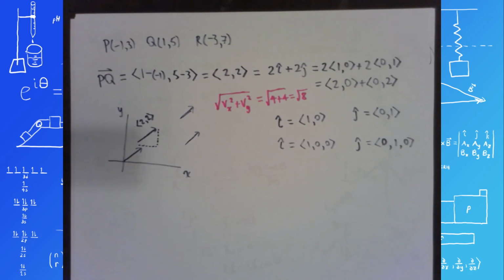Number 5 says PQ plus PR. I might want to do that. Well, I guess that means I'd have to find PR. Okay, we'll find PR.